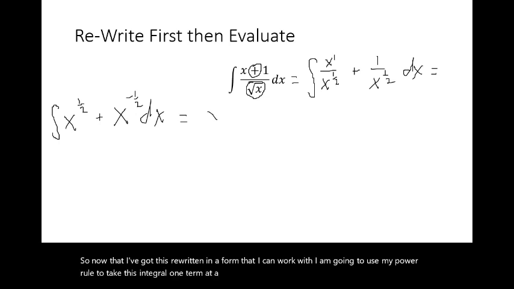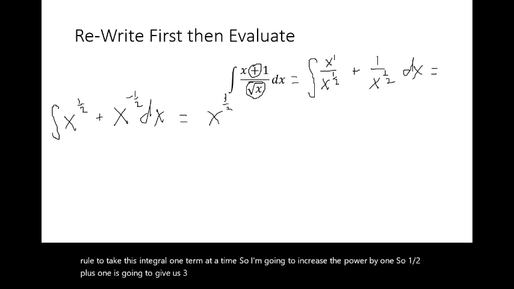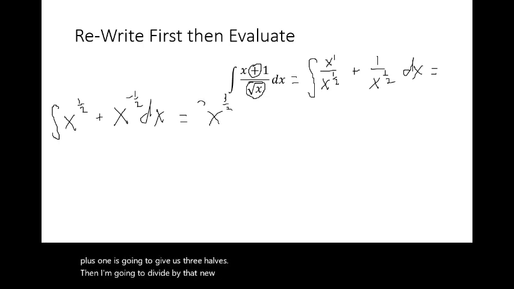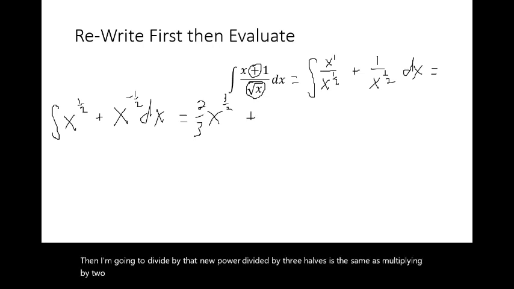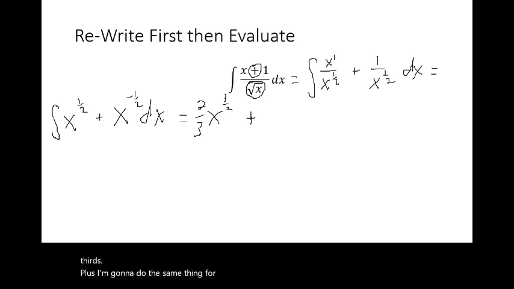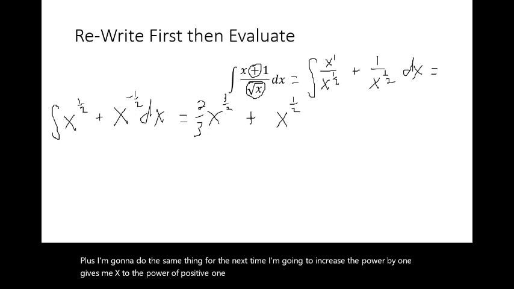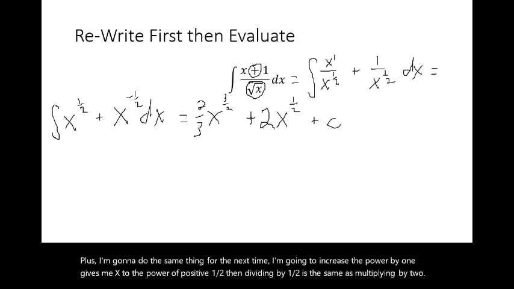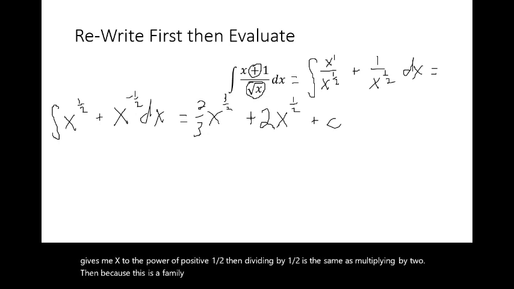So I'm going to increase the power by 1, so 1/2 plus 1 is going to give us 3/2. Then I'm going to divide by that new power. Dividing by 3/2 is the same as multiplying by 2/3. Plus, I'm going to do the same thing for the next term. I'm going to increase the power by 1, gives me x to the power of positive 1/2. Then dividing by 1/2 is the same as multiplying by 2. Then, because this is a family of functions, you do need a plus c, and that is going to be your final answer, your final family of functions.